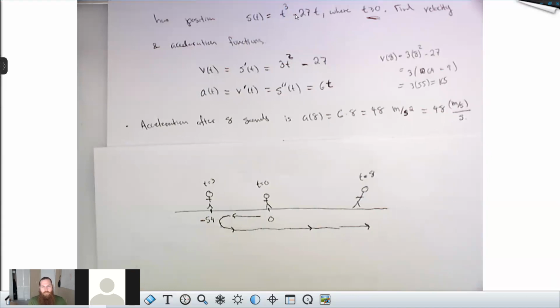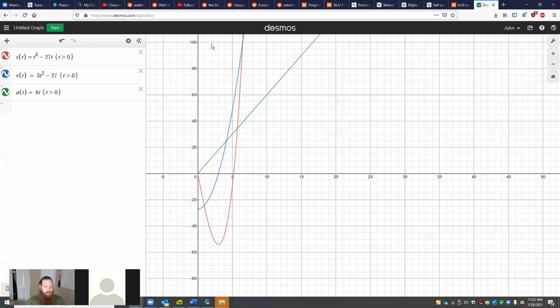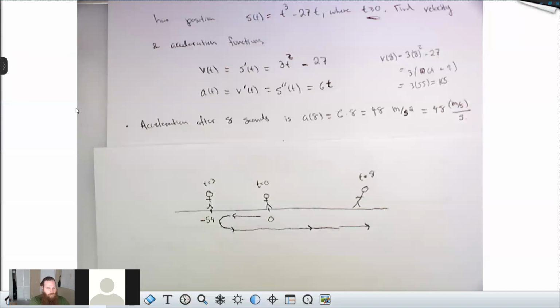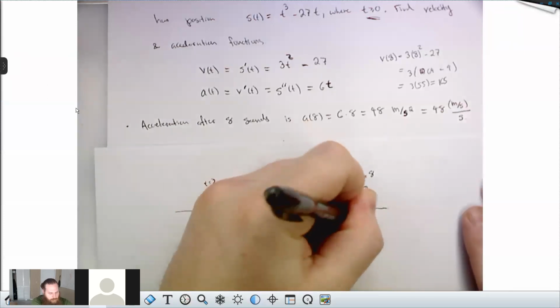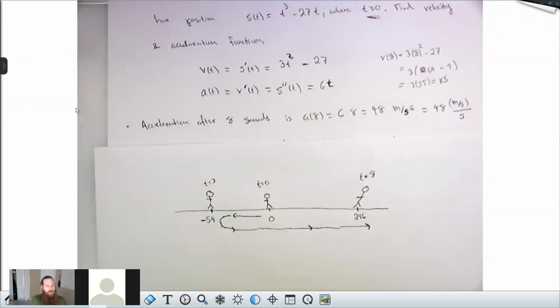It'd be 8 cubed minus 27 times 8. We can ask real quick, what is that? Or I can just ask, what is s of 8? 296. So he's way out here at positive 296 meters. Just hauling ass to the right.